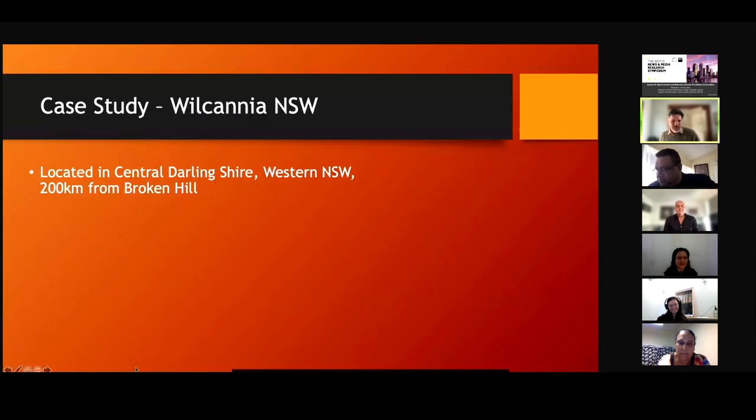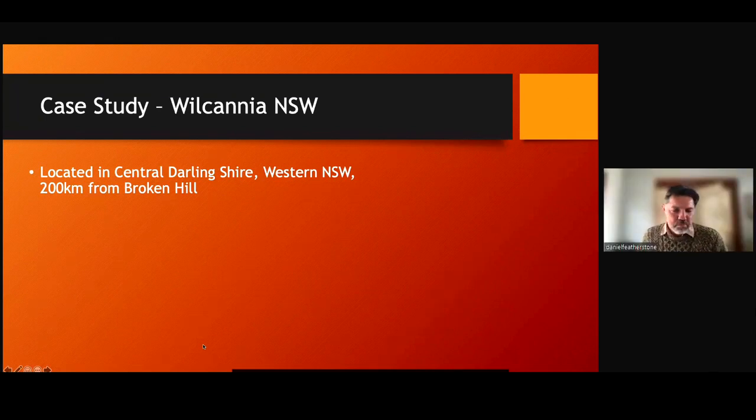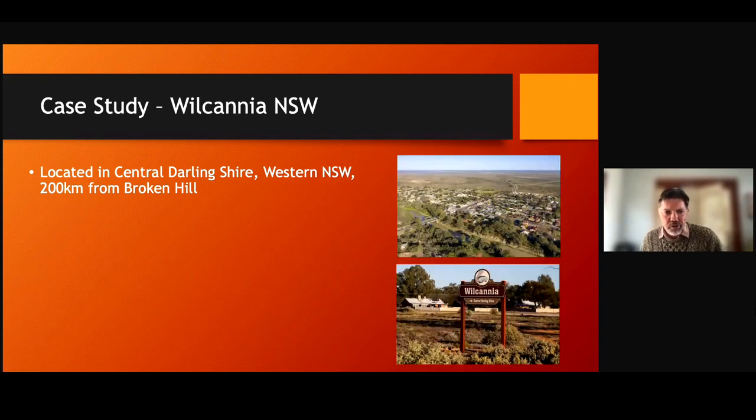Bring up my slide again. So yeah, Wilcannia, for those who don't know, is located in central Darling Shire in western New South Wales, about 200 kilometres from Broken Hill, about 900 kilometres from Sydney.